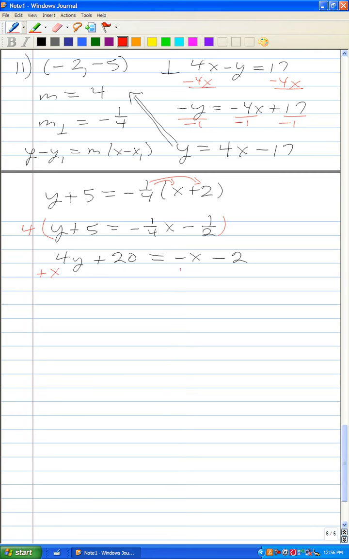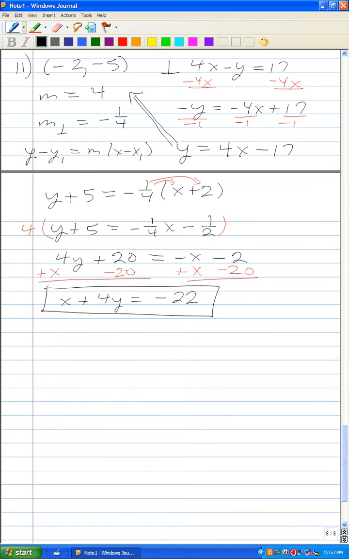Add x, subtract 20 from both sides of my equation. And so I get x + 4y = -22. And that is the equation of my line, written in standard form, where actually I've assumed here that it's standard form where every coefficient here is integer valued. There are no common factors, so they're relatively prime coefficients. And the coefficient in front of x is positive.